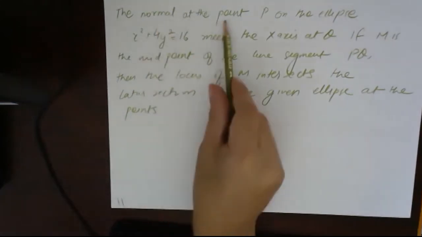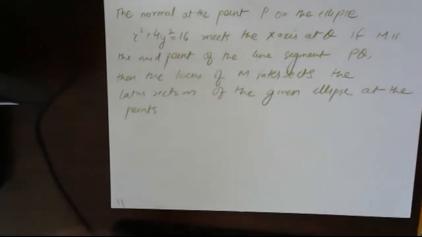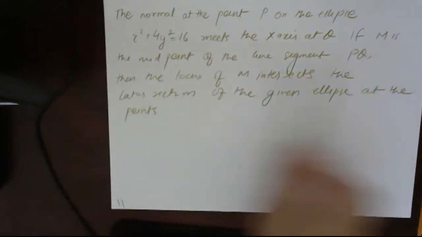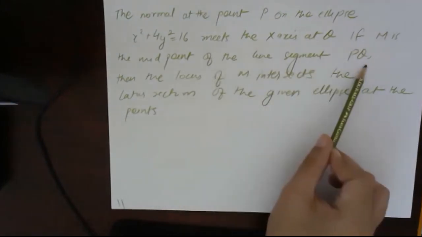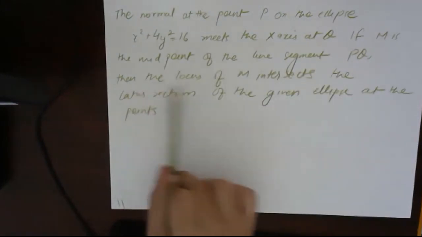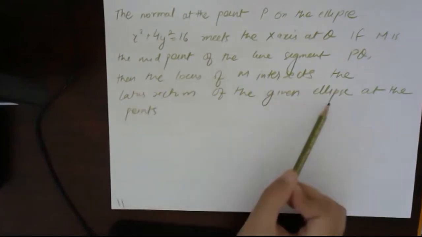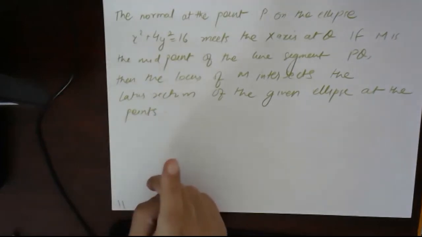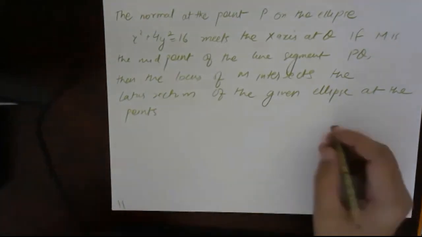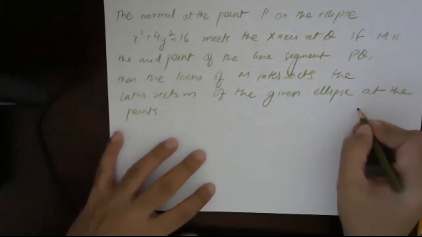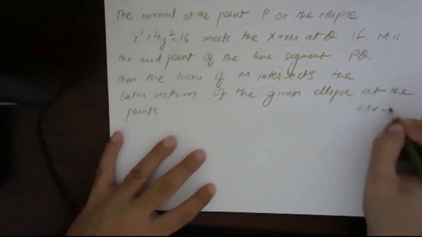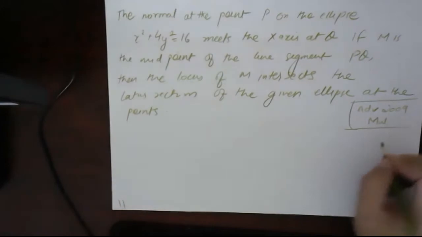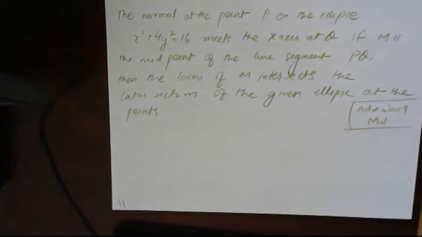So they have given the normal at the point P on the ellipse x square plus 4y square is equal to 16, meets the x-axis at Q. If M is the midpoint of the line segment PQ, then the locus of M intersects the latus rectum of the given ellipse at a point. Just find the value at point. So there will be more than one point. And this was JEE Advanced 2009. So this question can come in multiple choice, where you have more than one point. Okay, just find the answer.